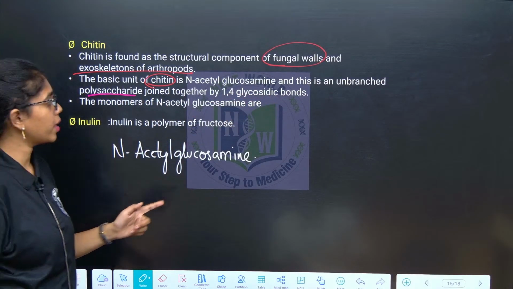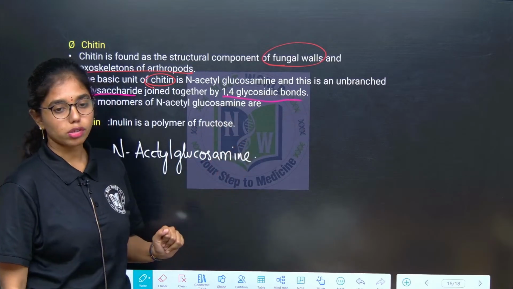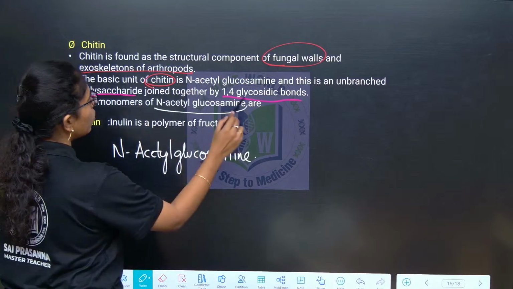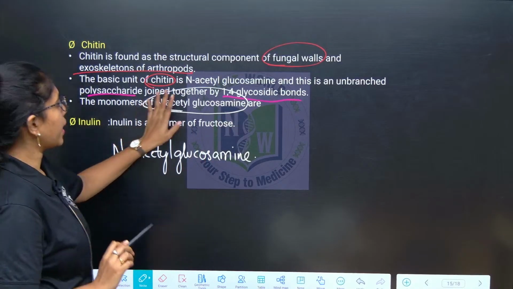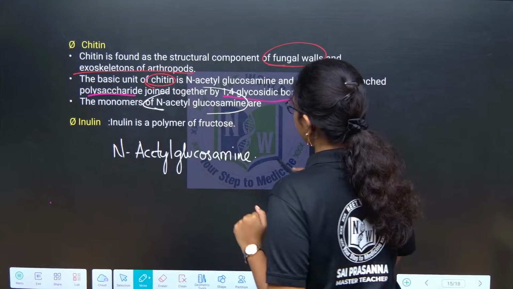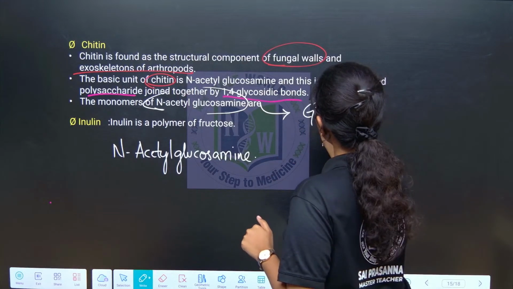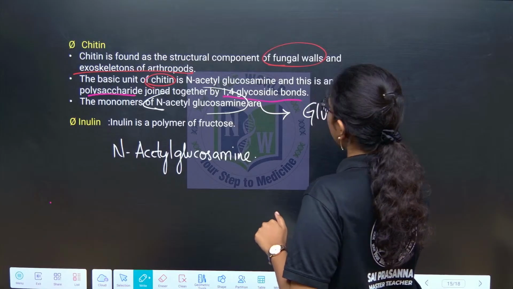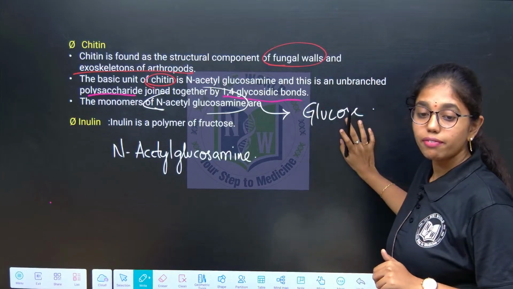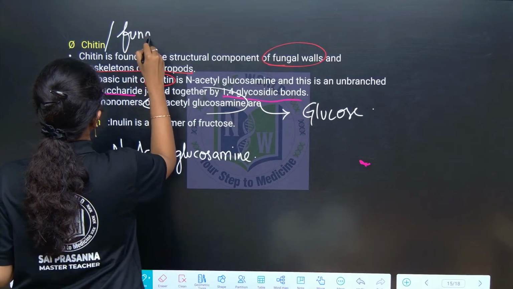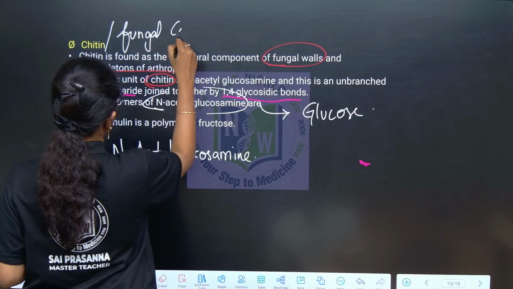These are again joined by what? Alpha 1,4 glycosidic bonds again. The monomers of N-acetyl glucosamine will be like glucose itself in chitin. This is a homopolymer, so it has glucose units only. That is why we call chitin as what? Fungal cellulose. Yes, it is also called fungal cellulose.